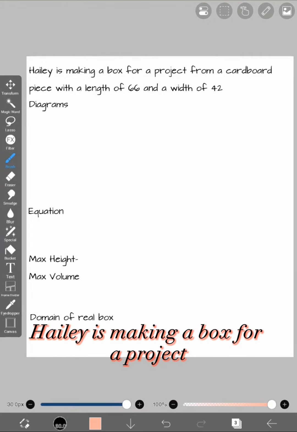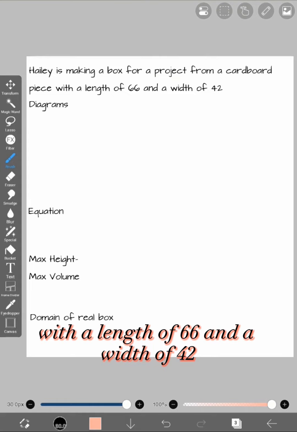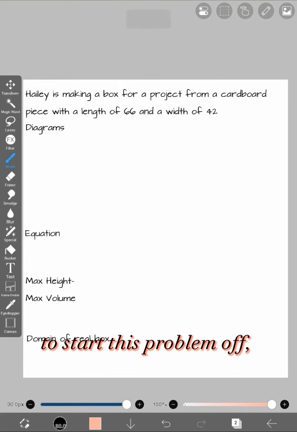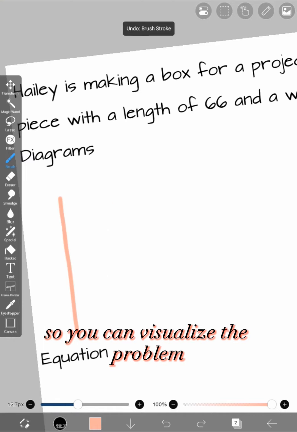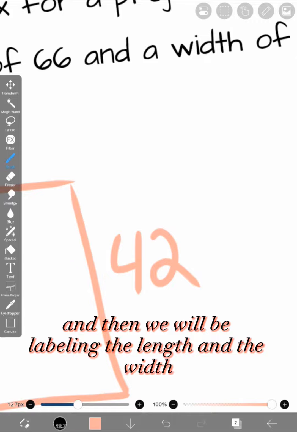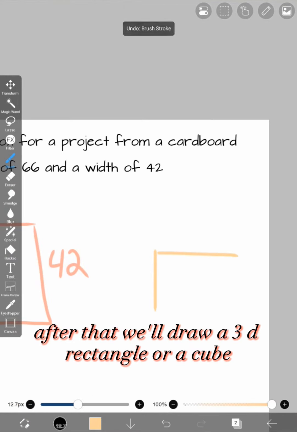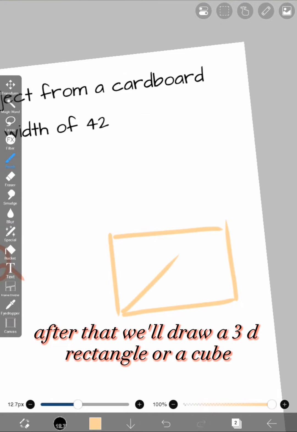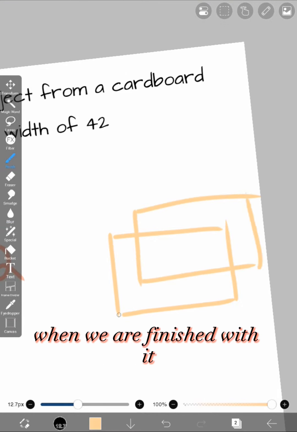Haley is making a box for a project from a cardboard piece with a length of 66 and a width of 42. To start this problem off, we'll be drawing a rectangle so we can visualize the problem. And then we will be labeling the length and the width so we have everything in check. After that, we'll draw a 3D rectangle or a cube so we can see what the box will look like when we are finished with it.